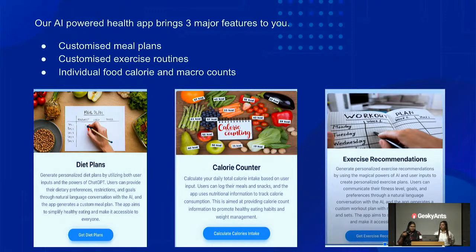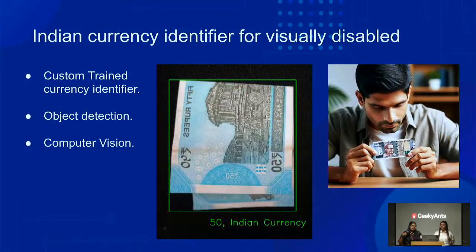The second app that we created was an Indian currency identifier for the visually disabled. Our Indian notes do not have braille printed on them, so blind people are not able to use the currency easily. For that, we created a small custom-trained classifier. It was based on object detection and computer vision techniques.